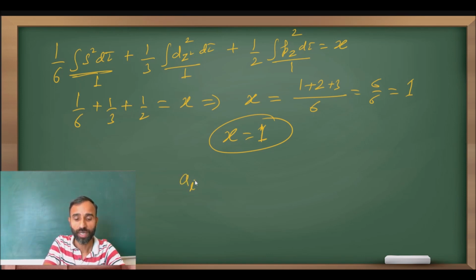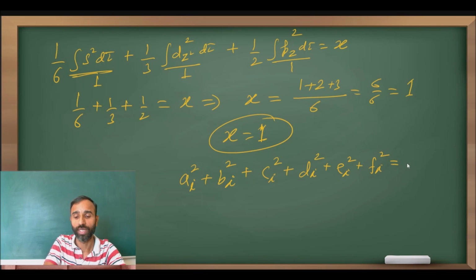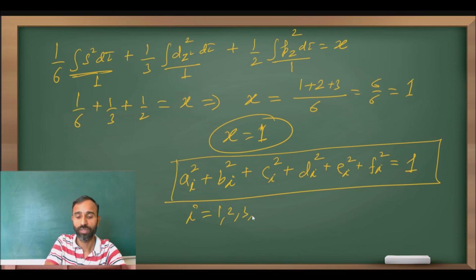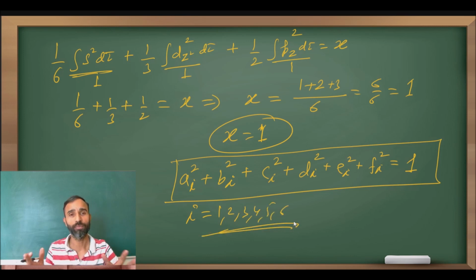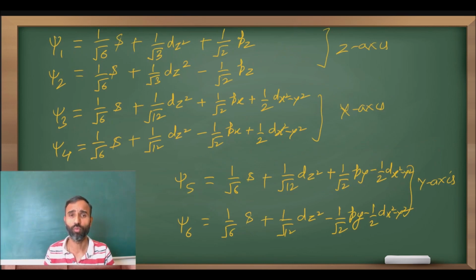It means ai square, bi square, ci square, di square, ei square, fi square should be equal to 1, and i is equal to 1, 2, 3, 4, 5, 6. So that proves that they are normalized. In psi 1, there is contribution from s, dz square and pz. From all others it is 0. So if you take the square of the coefficients and add them, that should come out to be 1. Now come to the second part.